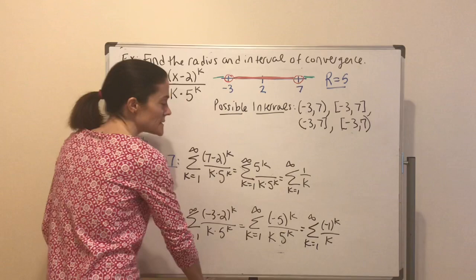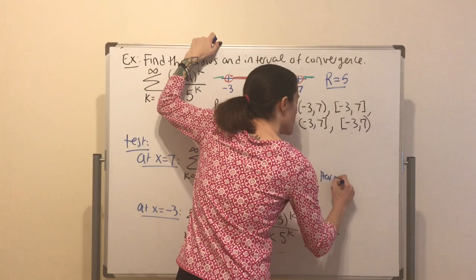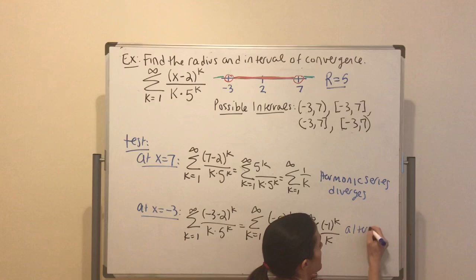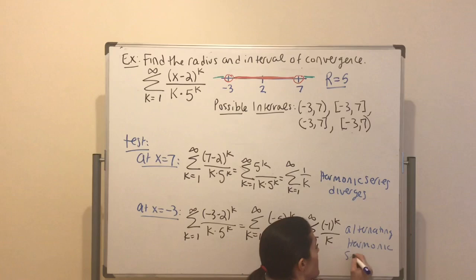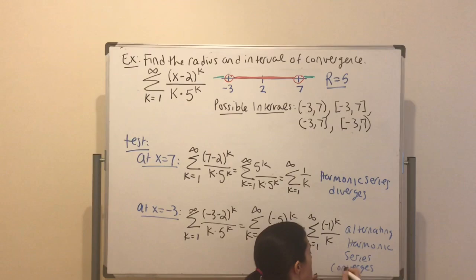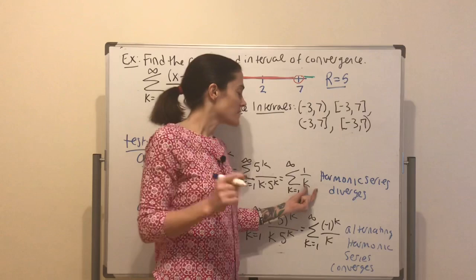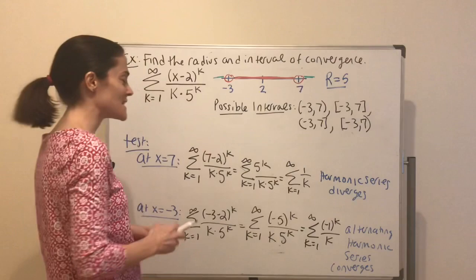Okay, now, these series we know a lot about, right? This is the harmonic series, and it diverges. And this one is the alternating harmonic series and it converges. This is one reason why the harmonic series in general is a very important series, because for instance the terms go to zero but the series itself diverges. The alternating series converges. Okay, alternating harmonic series, I should say.